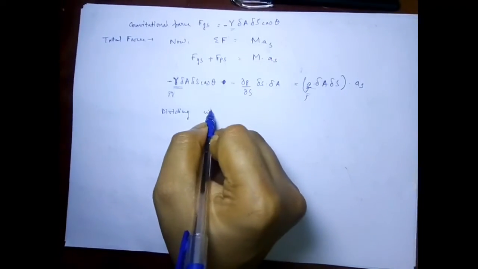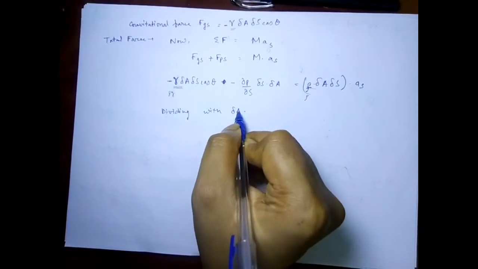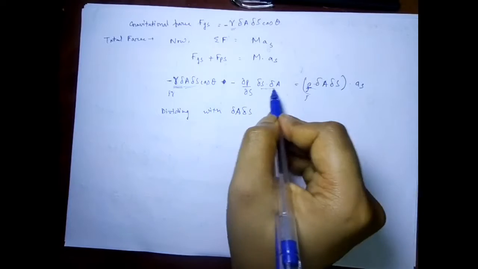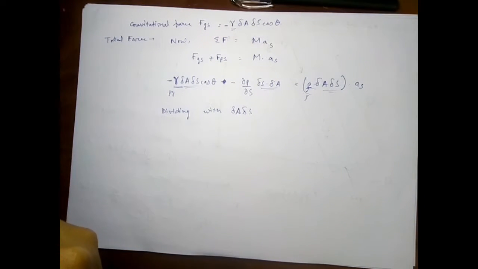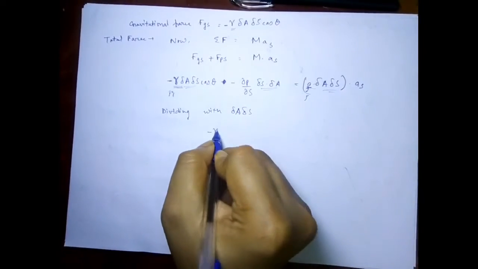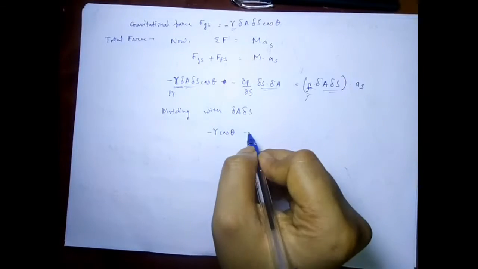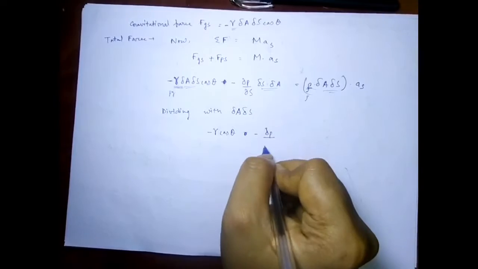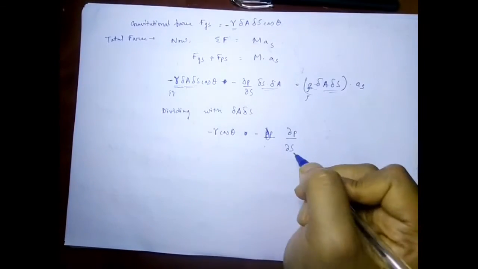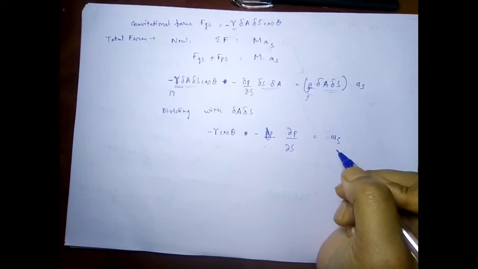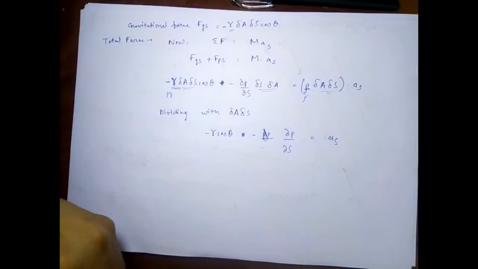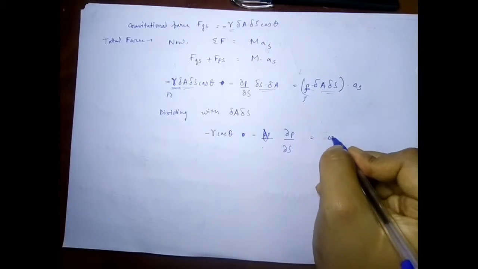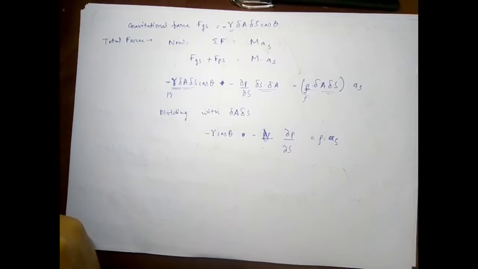So I am dividing this equation by delta A delta S, which is common in all the terms, and I will get minus gamma cos theta minus del P upon del S equal to rho times AS. Let's write rho over here for the time being.